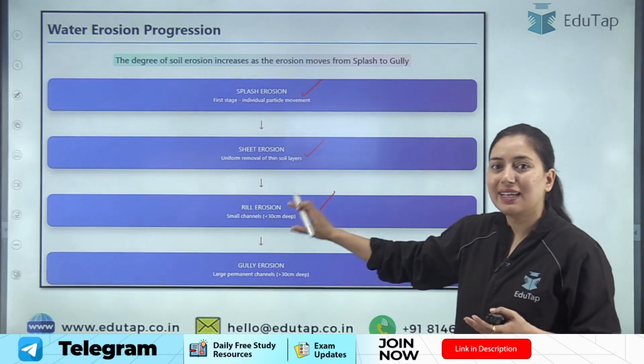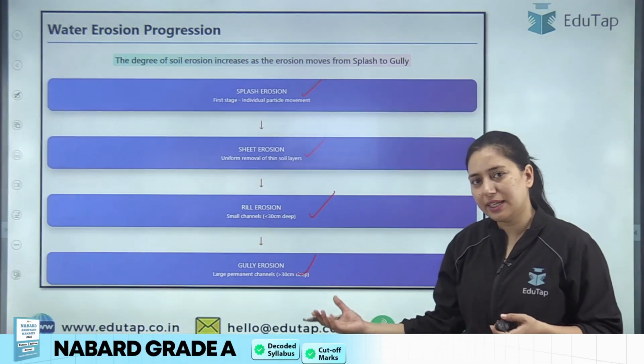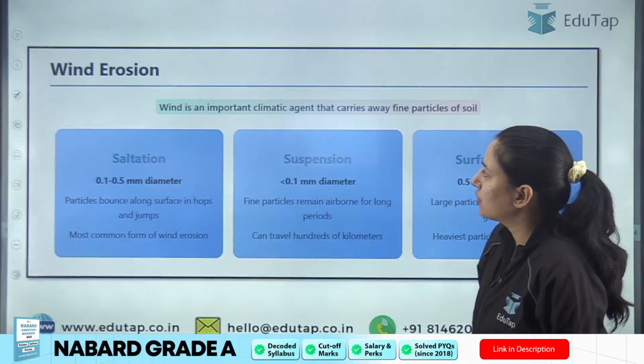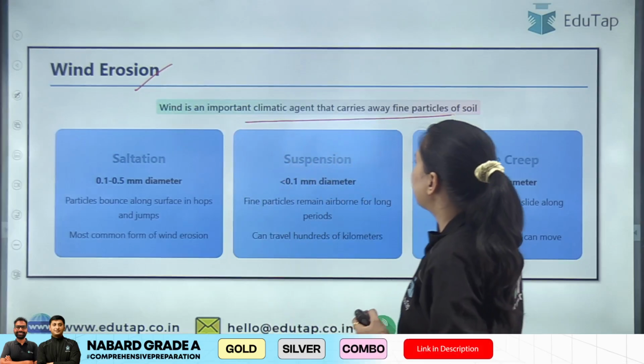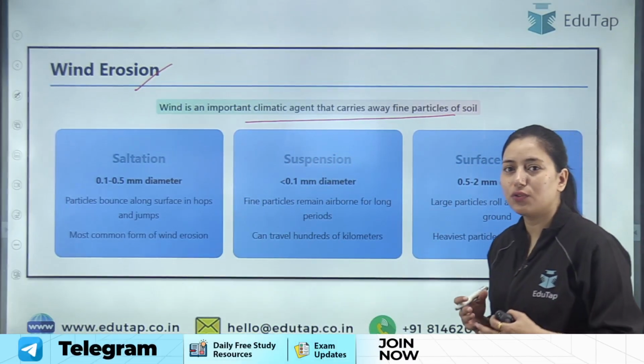Then it forms rill erosion, and the extensive form of rill erosion forms gully erosion. Okay, so this is the progression of your water erosion. Now let's talk about another form of erosion, that is wind erosion. Wind erosion is basically the erosion that occurs due to the flow of wind.